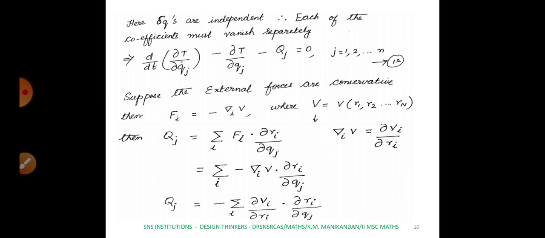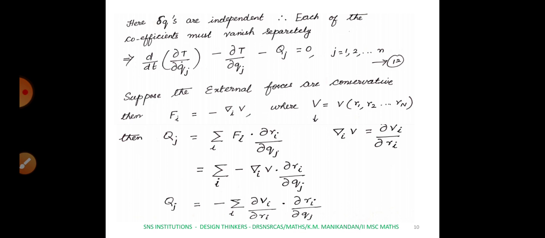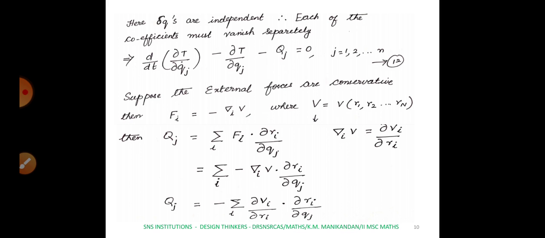Here the δq's are independent. Therefore, each of the coefficients must vanish separately. So the coefficient of δqj here, d/dt of ∂T/∂qj dot minus ∂T/∂qj minus capital Qj, must be equal to 0. This is true for all the coordinates j equal to 1, 2, 3 up to n.